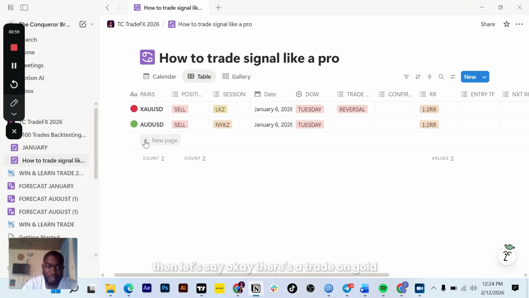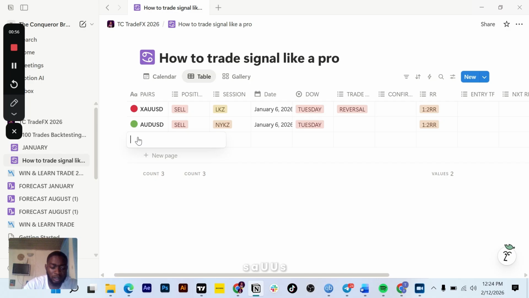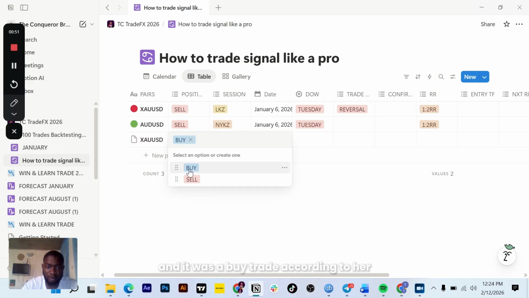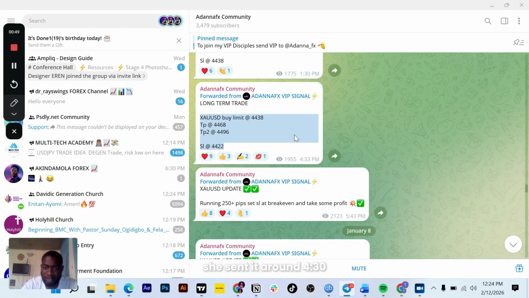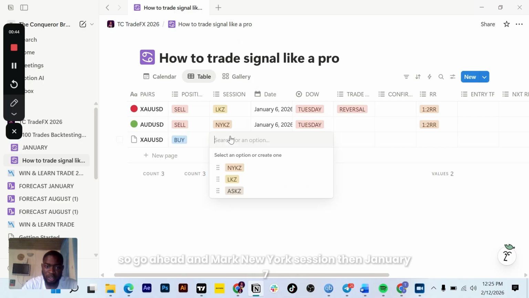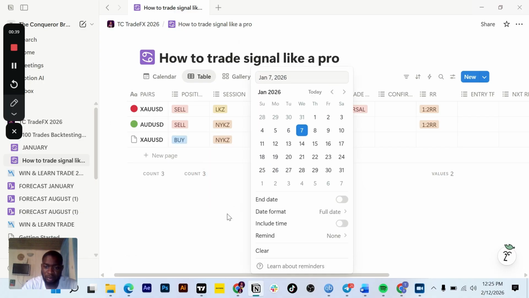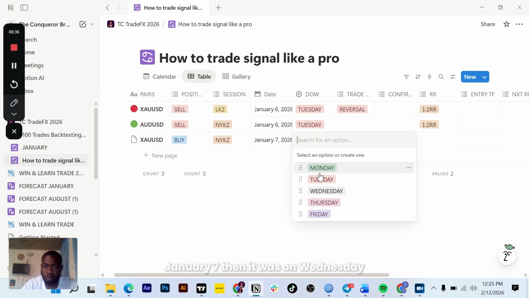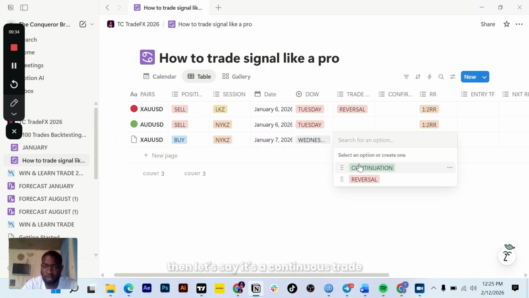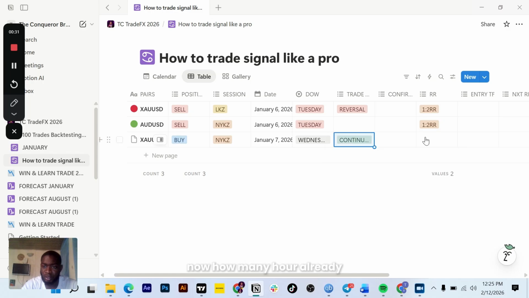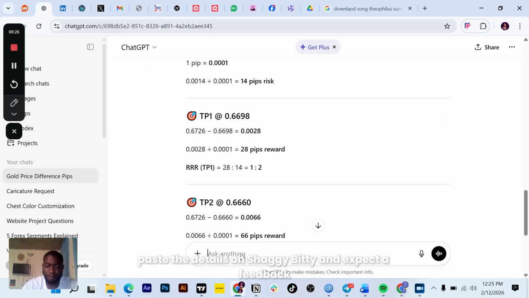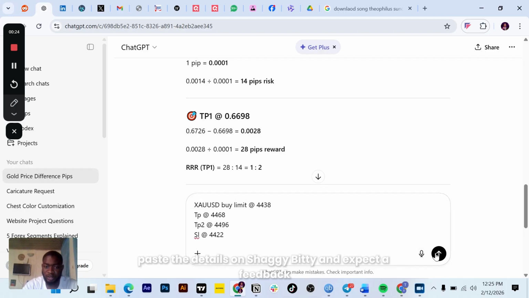Then let's say there's a trade on XAU/USD, and it was a buy trade according to her. Let's check the time that she sent it. She sent it around 4:30. This is still the New York session, so go ahead and mark New York session. Then January 7th, it was on Wednesday. Let's say it's a continuation trade because it's a buy on gold. Now how many RR? Already copied the details. Then you go to ChatGPT, paste the details, and expect feedback.